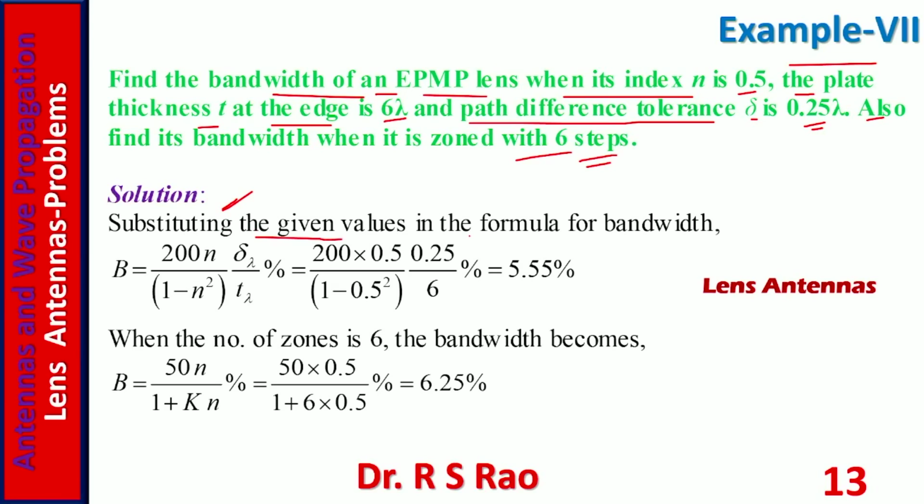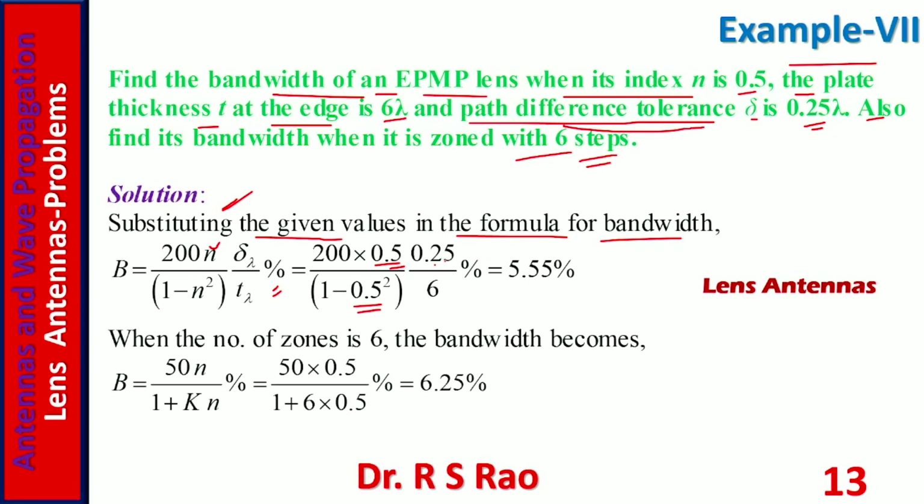Solution. Substituting the given values in the formula for bandwidth, B is equal to 200 N over (1 minus N square) times delta lambda over T lambda percent. This is bandwidth before zoning. N is the refractive index. It is 0.5. So in the denominator N square is there, 0.5 square. Delta lambda is path difference tolerance in wavelengths. It is given as 0.25.